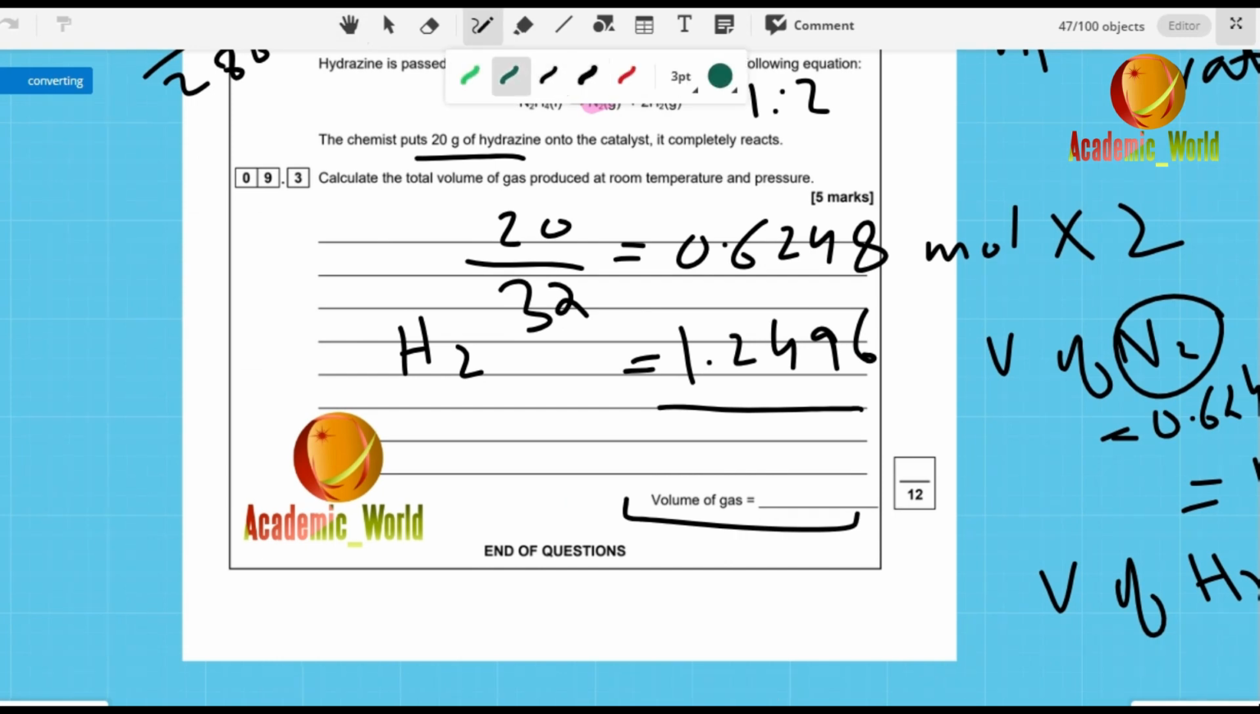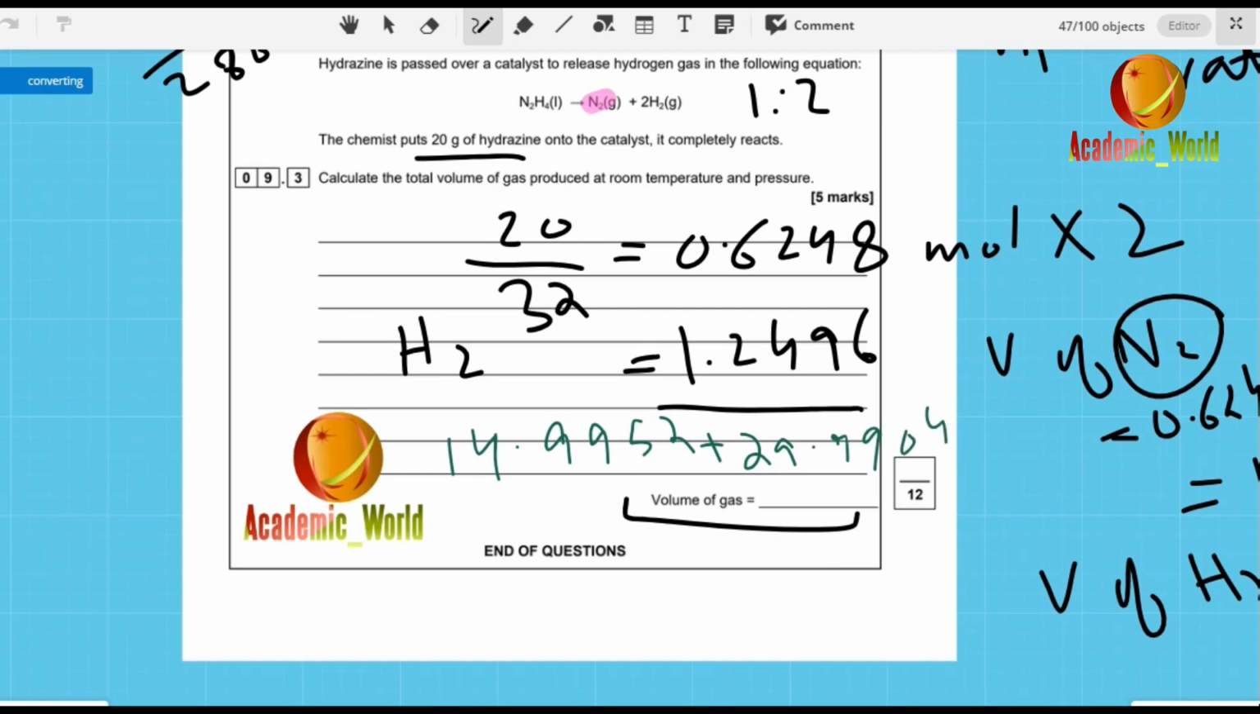And now you need to add them. So the first one is 14.9952, that is the volume of N2, plus 29.9904, so the total will equal 45.0. Okay, so that is the final volume of the gas.